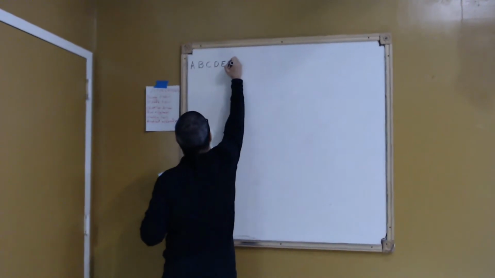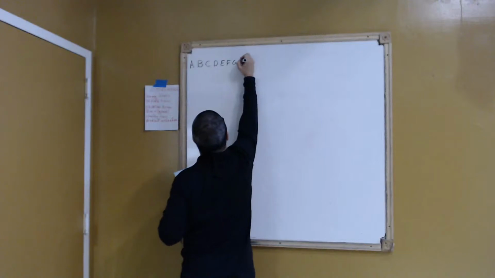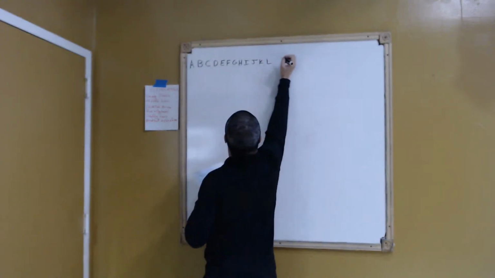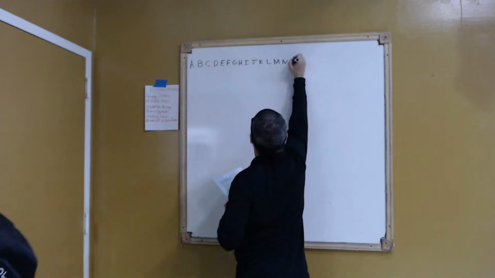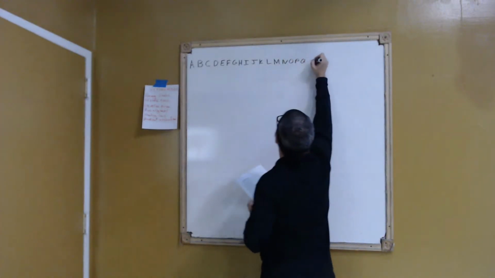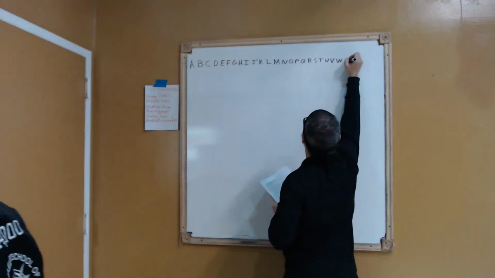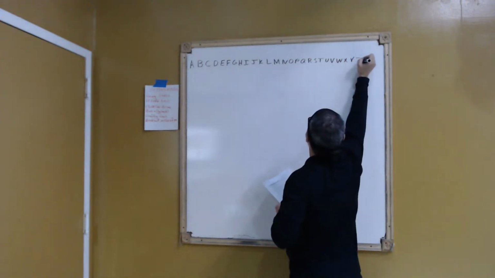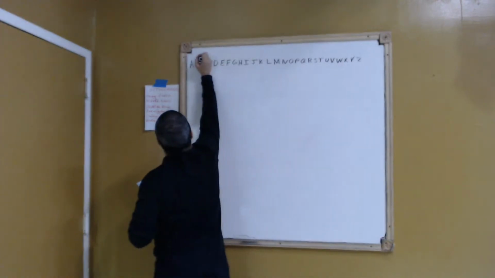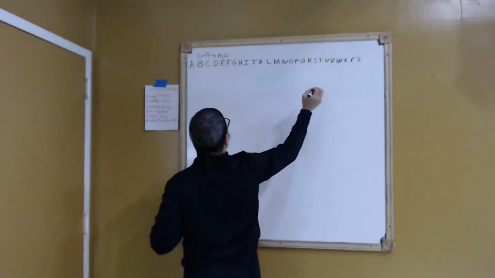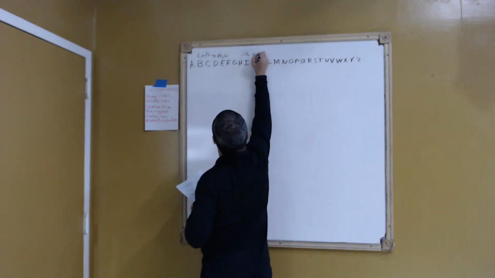Letters A, B, C, D, E, F, G, H, I, J, K, L, M, N, O, P, Q, R, S, T, U, V, W, X, Y, and Z. As we wrote this, it is from left to right, and it was a total of 26 letters.